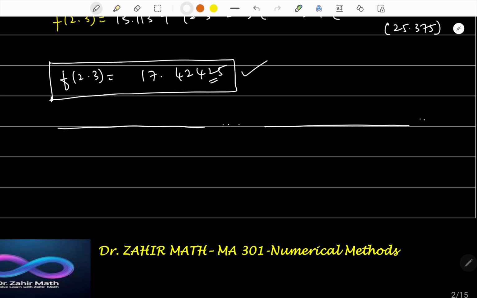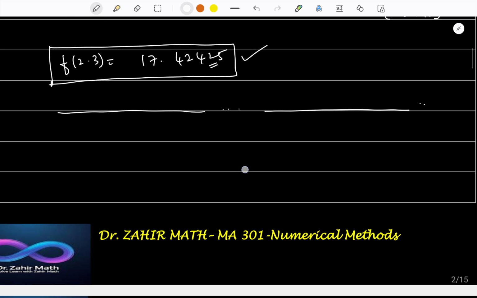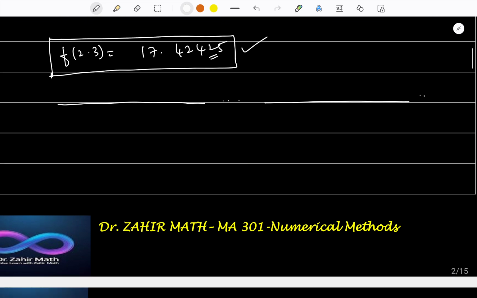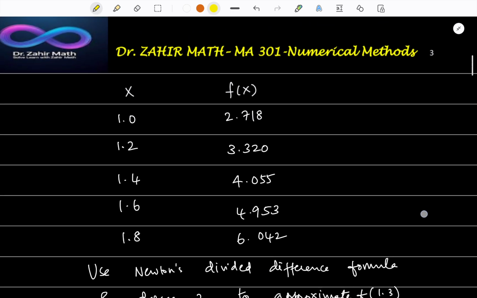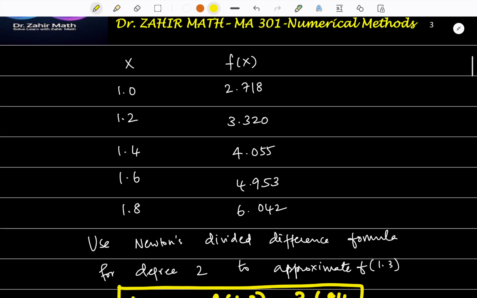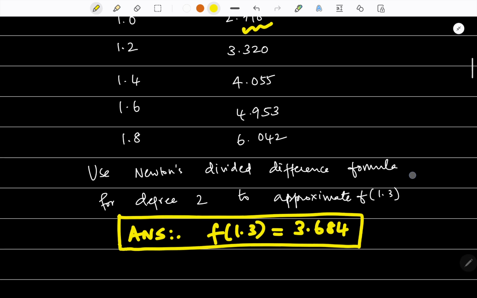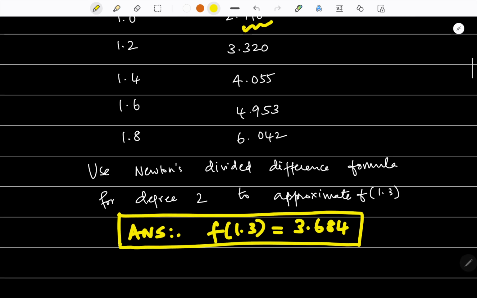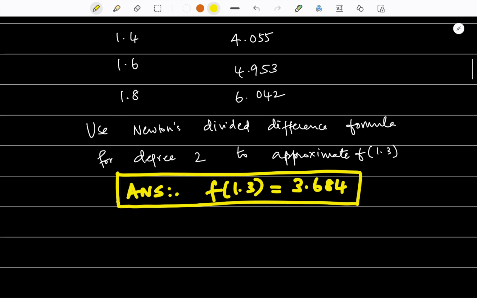It's a very important question, Newton's and Lagrange's. Maybe you already studied it in the class. Anyway, I'll give you one practice problem also. You can try at home and give me the answers in the comment section. This is the problem you can try at home: 1.0, 1.2, 1.4, 1.6, 1.8, and the f of x values are 3 decimal values. Use Newton's divided difference formula for degree 2 to approximate f of 1.3. I have given the answer also, 3.684. So this finishes Newton's divided difference formula interpolation.